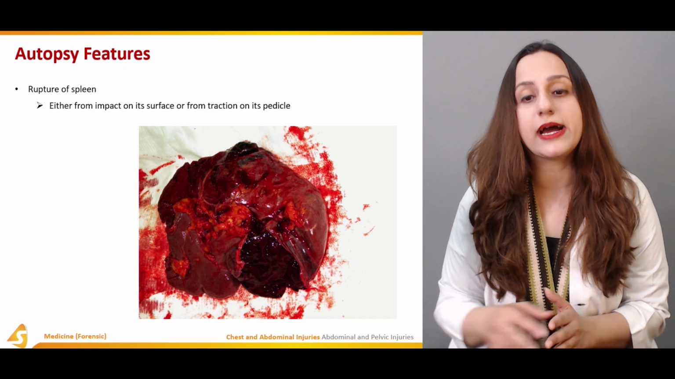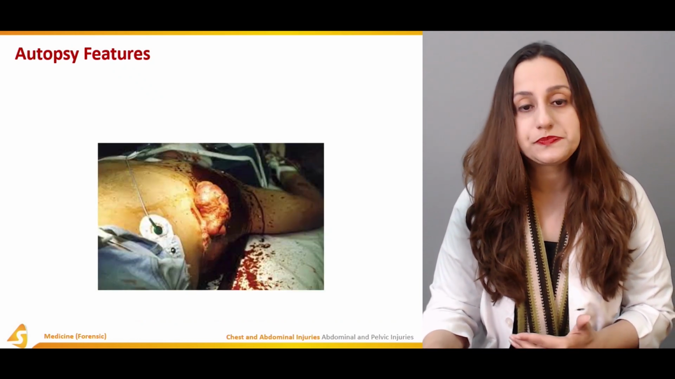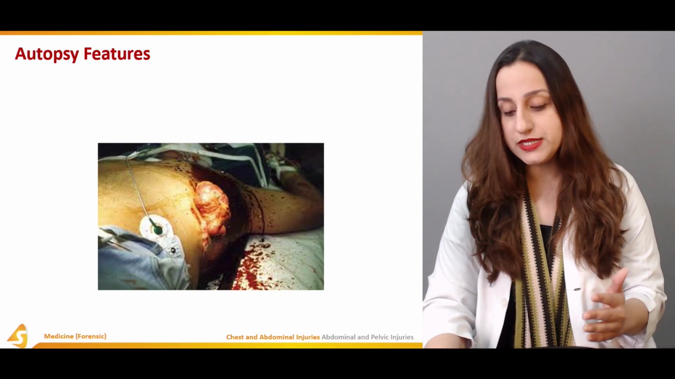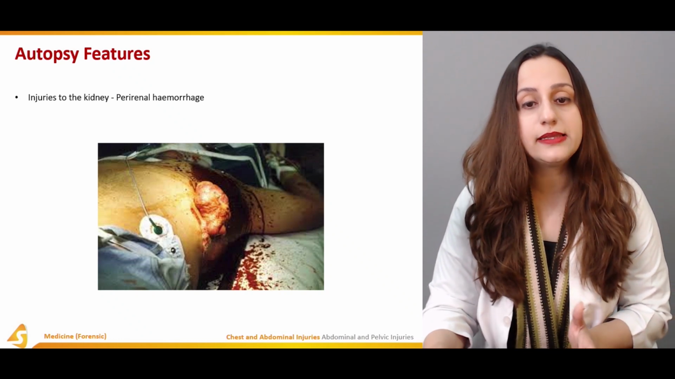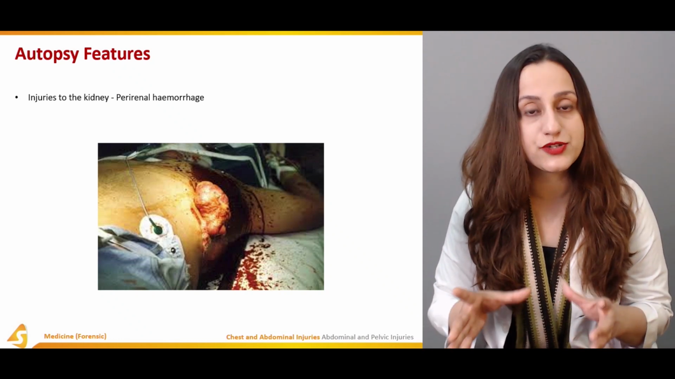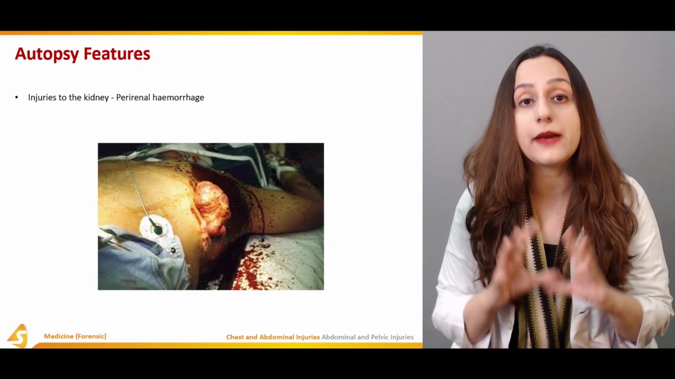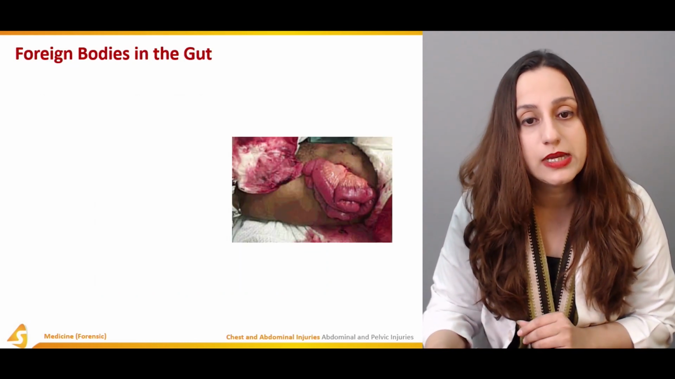The rupture of the spleen is another phenomenon which can be seen either from the impact on its surface or from traction on its pedicle. Rupture of the liver is another phenomenon. Spleen, liver, stomach, intestine, mesentery, all of these structures are at stake right over here. Injuries to the kidney and the perirenal hemorrhage. Perirenal is basically the outer portions of the kidney. The kidney capsule is basically the perirenal area that we are referring to right now.